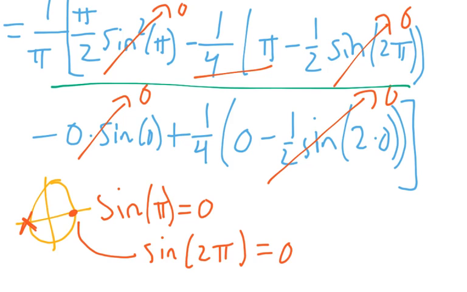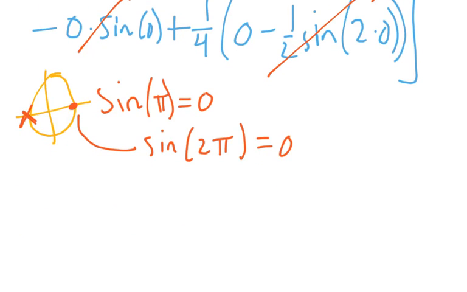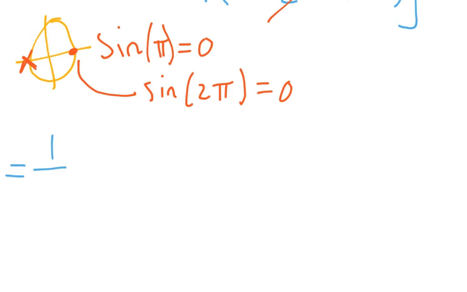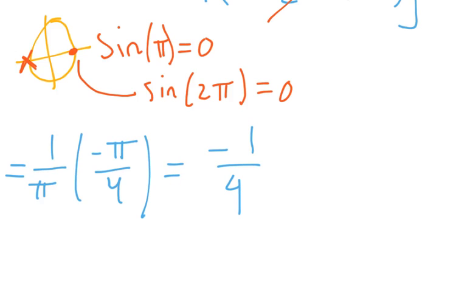So we have 1 over pi times minus 1 over 4 times pi. So we have equals 1 over pi times minus pi over 4, and of course this is just equal to minus 1 over 4. So this is our final answer. And remember to box it.